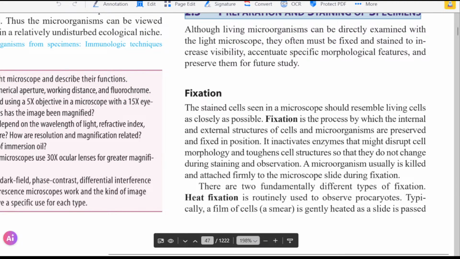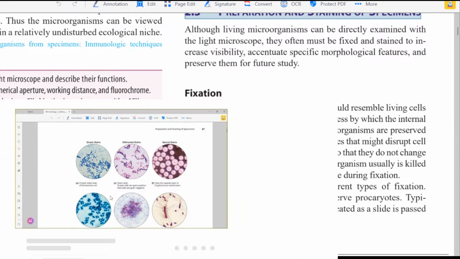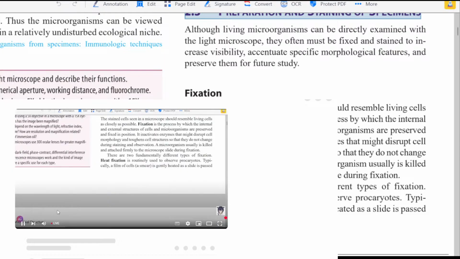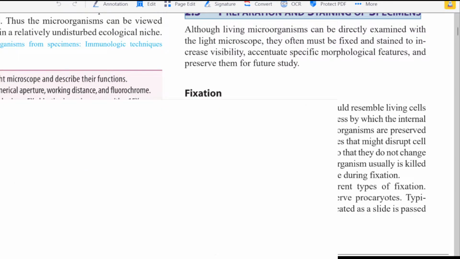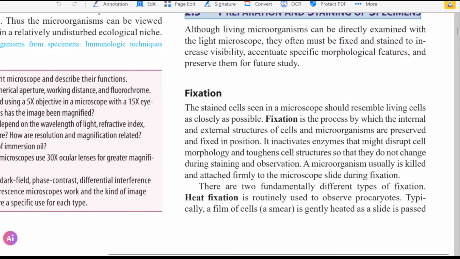But wait, oh sorry, I need to check if this is working or not. Wait, just give me a second. I need to check with these. It's working. So let's go back. Alright, let's start.